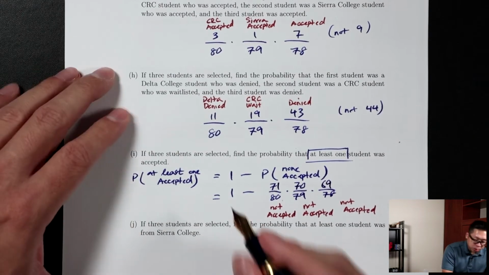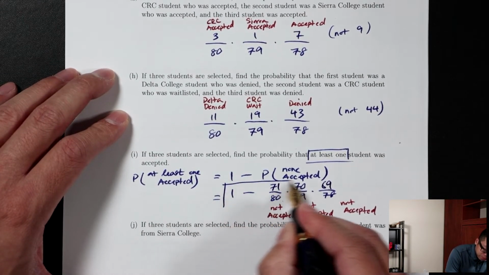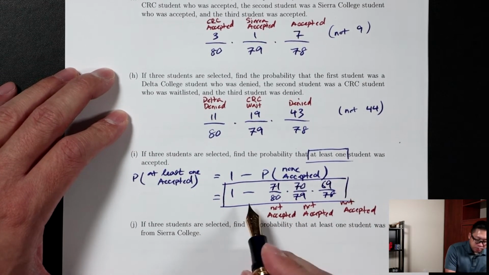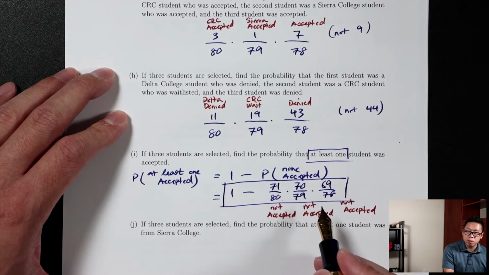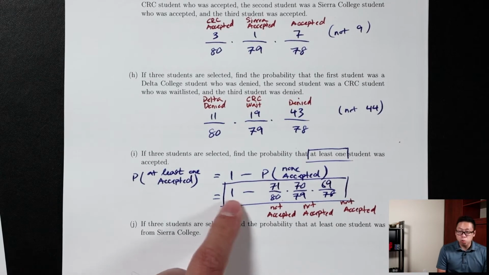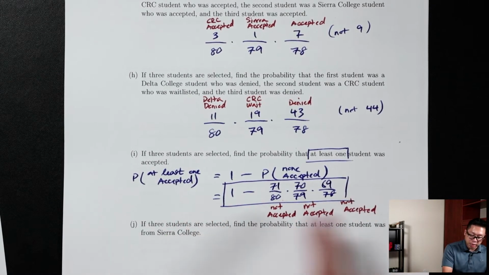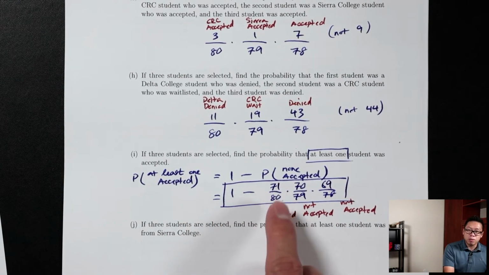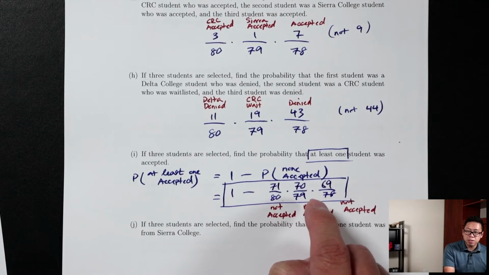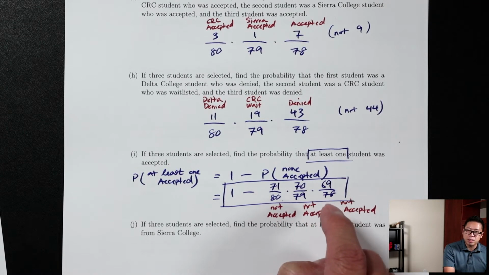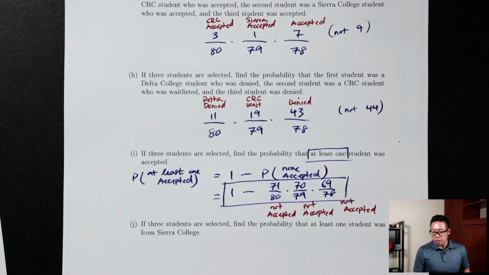So your final answer is going to be 1 minus 71 over 80 times 70 over 79 times 69 over 78. Okay, so don't forget the 1 minus. So just type it in like that. 1 minus 71 over 80, and then the star symbol, 70 over 79, the star symbol again, 69 over 78. So the star symbol is going to be shift 8.